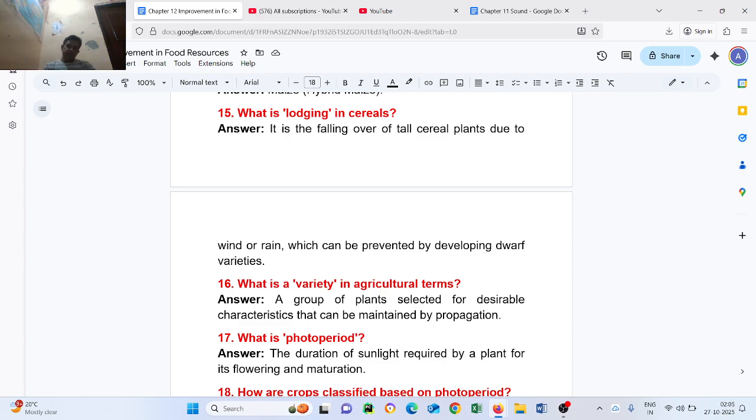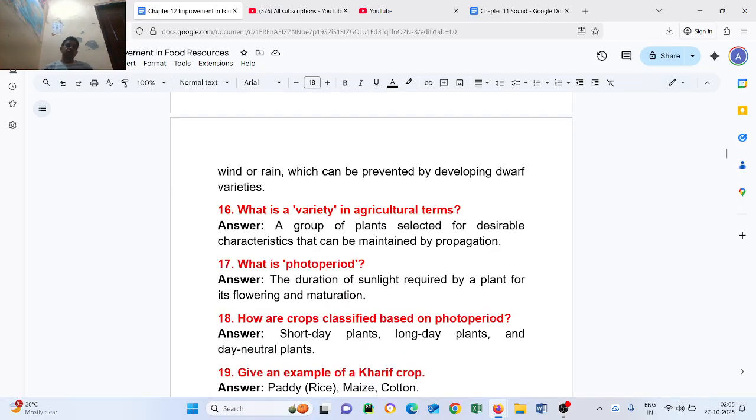Question number 17: What is photoperiod? The duration of sunlight required by a plant for its flowering and maturation is called photoperiod. Question number 18: How are crops classified based on the photoperiod? Short day plants, long day plants, and day neutral plants.